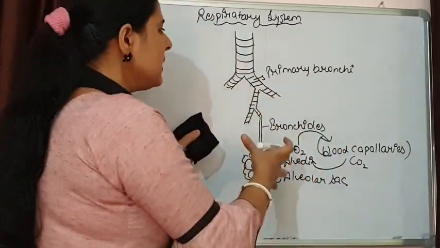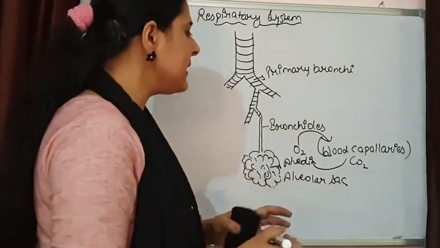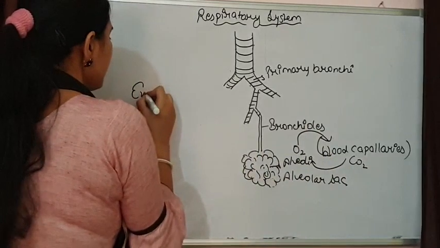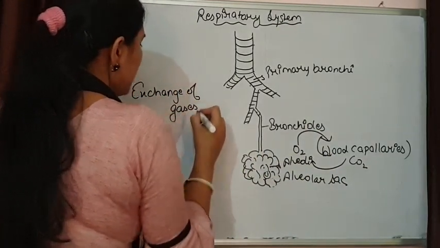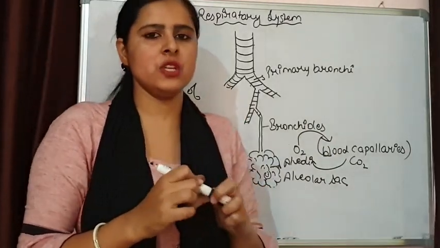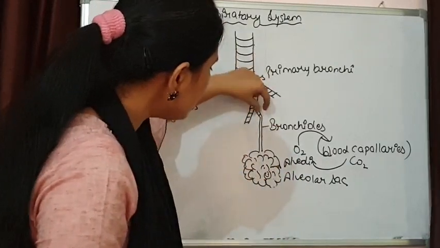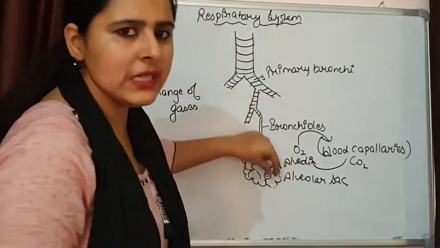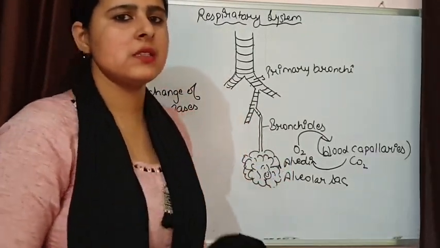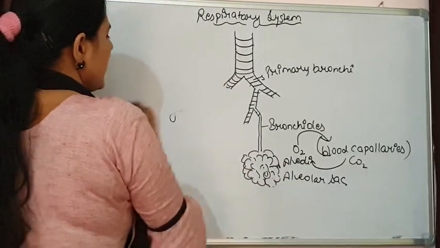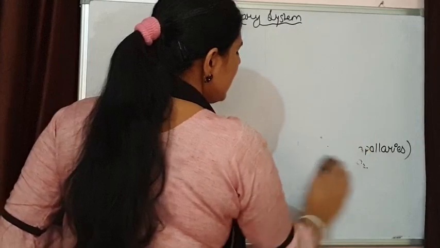Now in one single lung we have millions of alveoli, which increase the surface area for exchange of gases. The more alveoli, the more surface area for exchange of gases. Plus, when we move deeper inside the lungs, the walls get very thin, and these thin walls support the exchange of gases. This is how the respiratory system functions. In our next class we will see how the mechanism of breathing takes place.